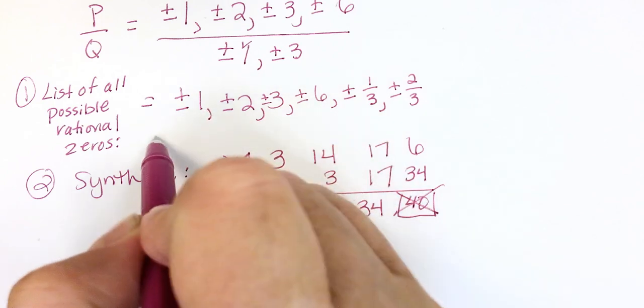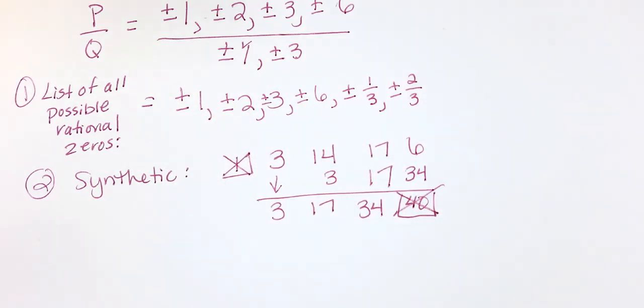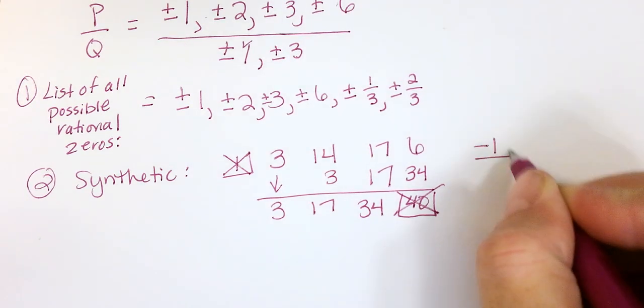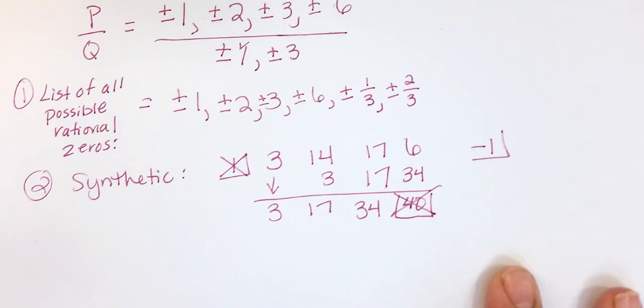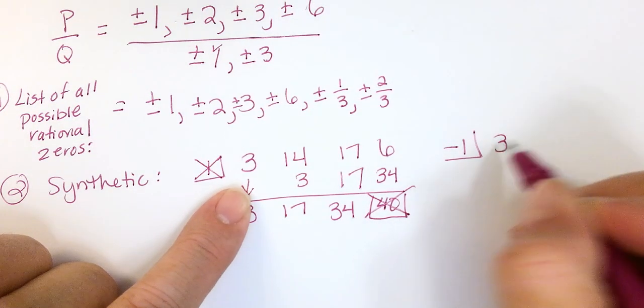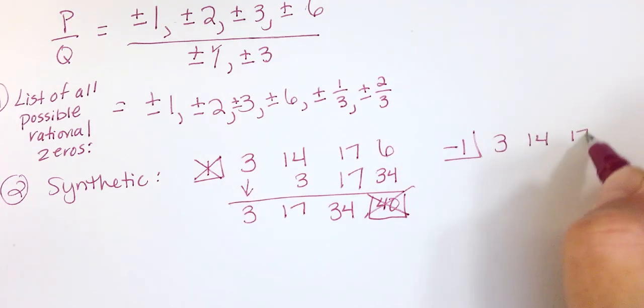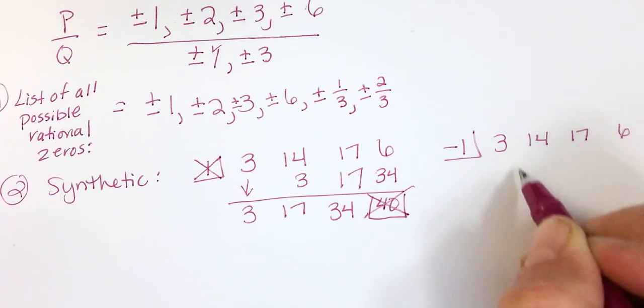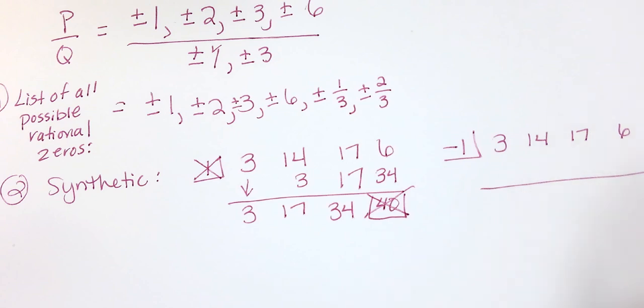Now let's try negative 1, and let's just see. You don't know where to stop until one of these works, so you just have to keep working through them. But this is a lot better than just guessing. All right, we're using the same numbers, 3, 14, 17, and 6. So we're going to skip a line, draw a line, and box in the last number.